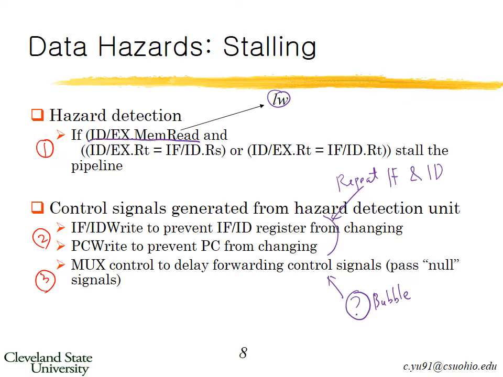And number 3 is what is going to happen for the memory stage in cycle 3 and the execution stage in cycle 2 in the previous slide. It is more like passing null signals to the following stage.